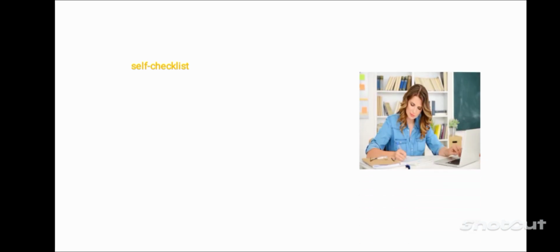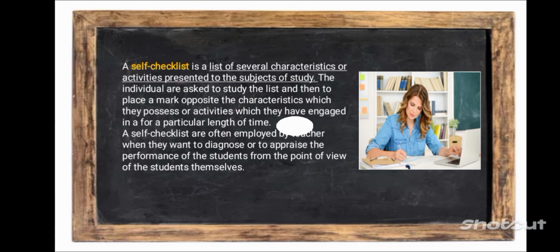On the other hand, the self-checklist. A self-checklist is a list of several characteristics or activities presented to the subject of study. The individuals are asked to study the list and then to place a mark opposite the characteristic which they possess or activities which they have engaged in over a particular length of time. A self-checklist is often employed by teachers when they want to diagnose or to appraise the performance of the students from the point of view of the students themselves.